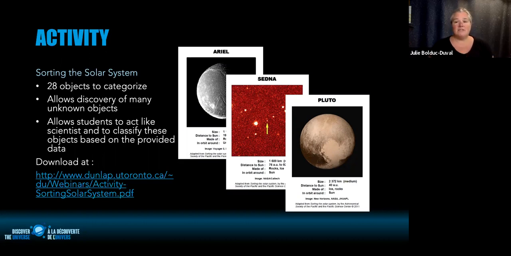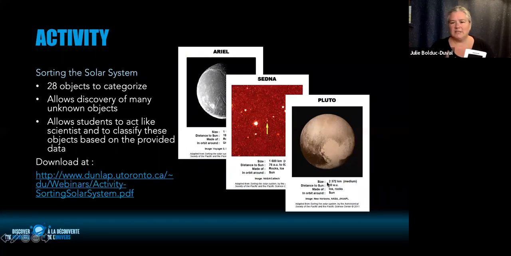And the goal is to have students create categories. How do you classify these objects? Of course, they'll probably put all the planets right away in the pile because they know about planets. But even there, the goal would be to imagine you don't know anything about these objects. What you know is what's in here. You know what the object looks like, the best picture that we have. And some of them, like Sedna here, don't look very good because it's an object very far away in the solar system. You know its size, you know the distance to the sun.